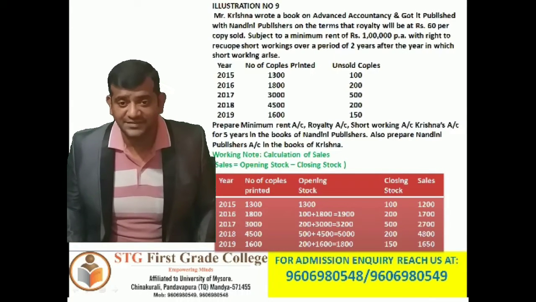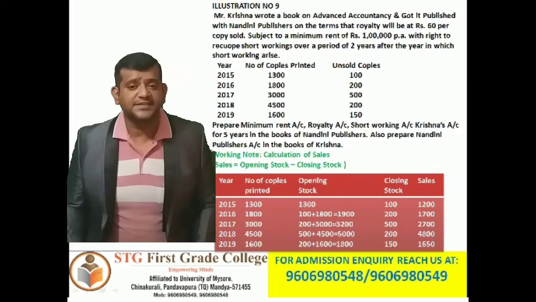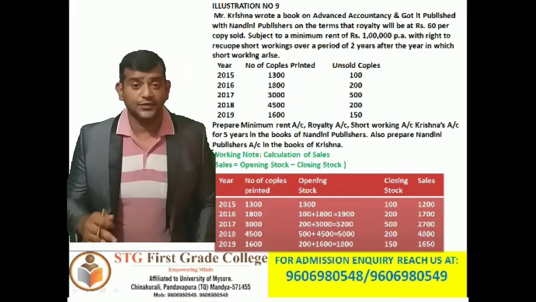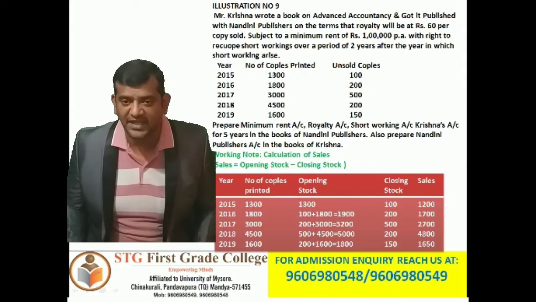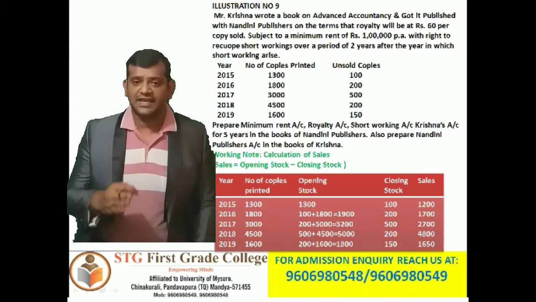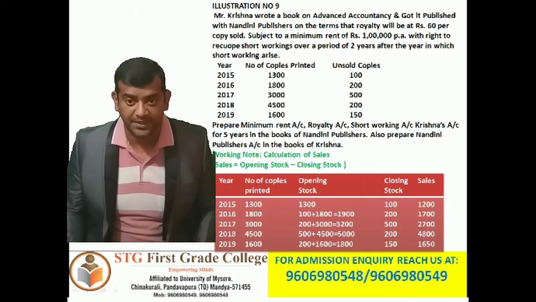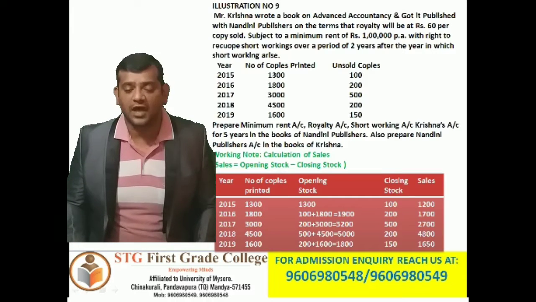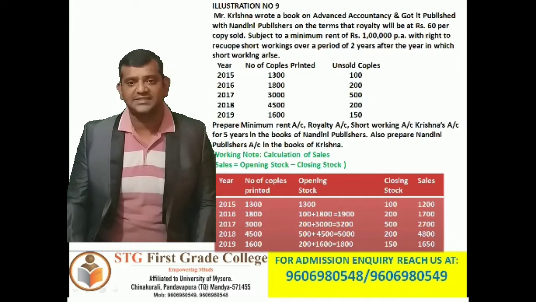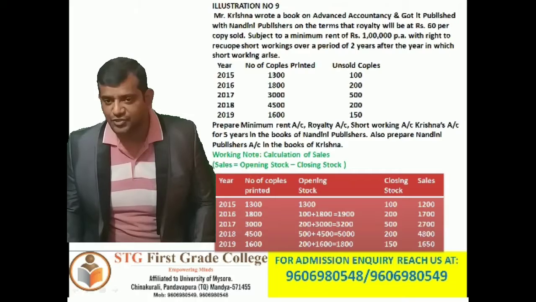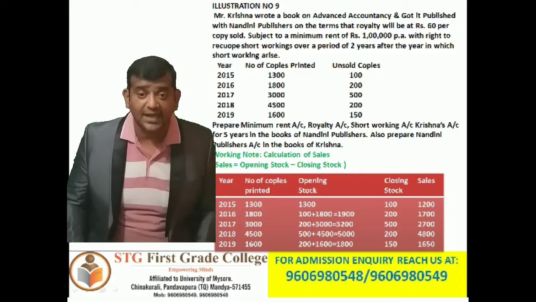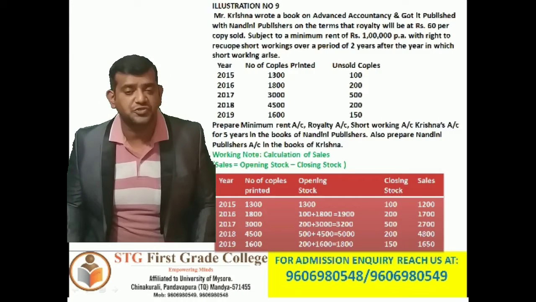In the year 2015, number of copies printed 1300 and unsold copies was 100. In the year 2016, 1800 copies printed but unsold copies were 200. 2017, 3000 copies were printed and 500 copies were unsold. 2018, 4500 copies were printed, 200 copies were not sold at all. 2019, 1600 copies were printed, again 150 copies were not sold.